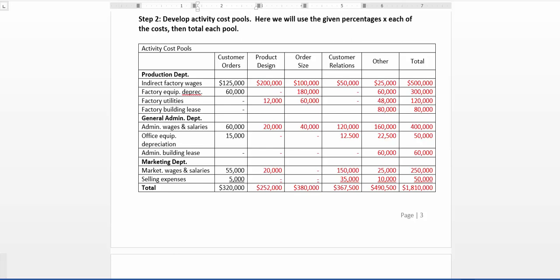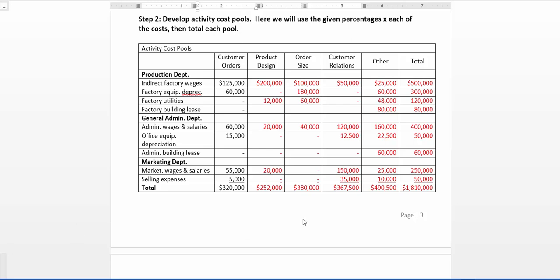Everyone, so we're back working on activity-based costing. Next thing up is step 3. We've finished up step 2, and on your screen you see what your answers should look like for the step 2 solution that we worked on in the last video.